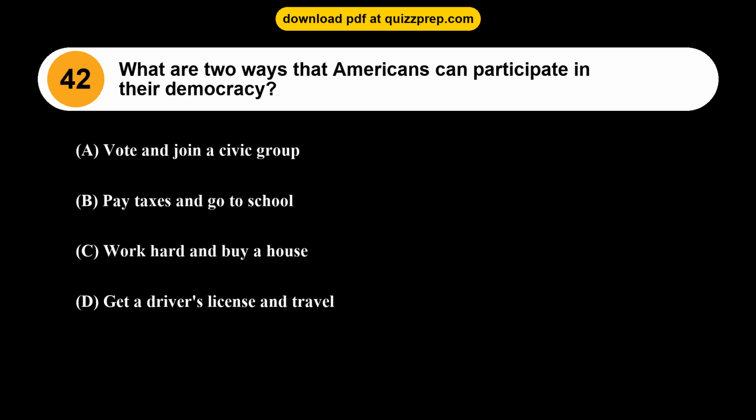Option A. Vote and join a civic group. Option B. Pay taxes and go to school. Option C. Work hard and buy a house. Option D. Get a driver's license and travel. The correct answer is option A.